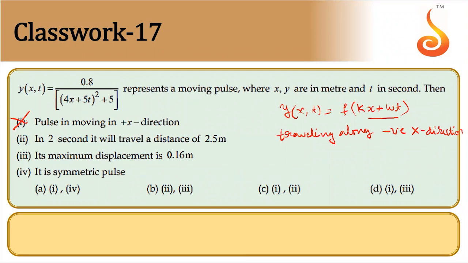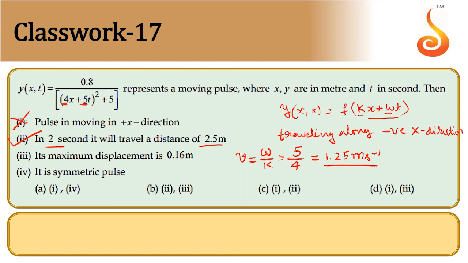Now the coefficient of x is k, the coefficient of t is omega. So the speed of the wave v is omega by k. Should be careful: the coefficient of t is 5 here and the coefficient of x is 4, so it should be 5 by 4, that is 1.25 meter per second. If velocity is 1.25 meter per second, then in 2 seconds it will cover 2.5 meter. In 1 second, 1.25, so in 2 seconds, 2.5 meter. So the second statement is correct.